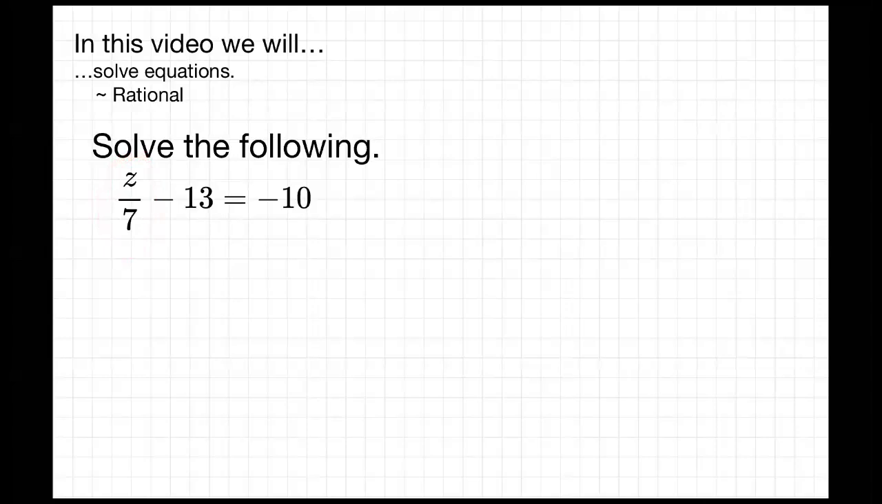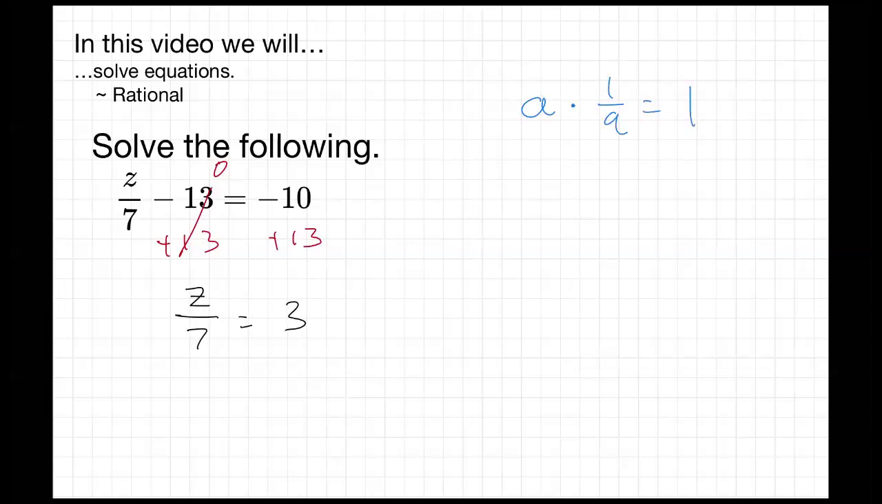So here we have a two-step equation that we're able to solve with our linear skills, where we add the 13 to both sides. In doing so, we have our variable term plus 0, which will just be the variable term as it is. And on the other side, 13 minus 10 is 3. Now, the thing we have to remember is that fractions are closely related to multiplication. Specifically, as long as we remember that a number times its reciprocal equals 1, we have something that we can work with here. And that goes back to the multiplication property of equality.